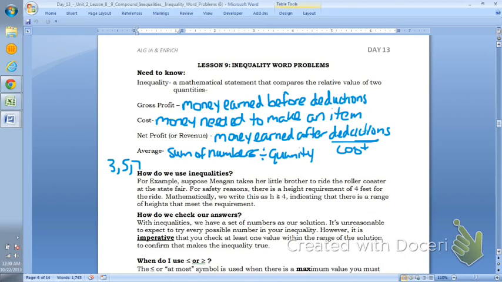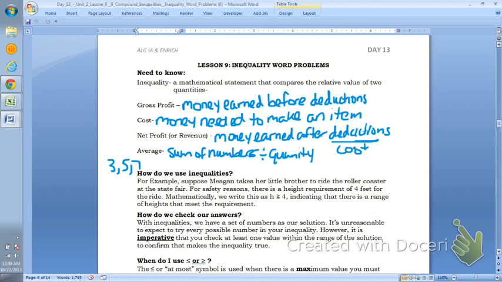So how do we use inequalities? Well, let's think about this example. Megan takes her little brother on a roller coaster at the state fair. For safety reasons, the height requirement is 4 feet for the ride. So mathematically, we can write h for height is greater than or equal to 4, indicating that there is a range of heights that meet this requirement. So there's more than one height that's allowed to ride the ride. To simplify it, we just write h is greater than or equal to 4. So anything greater than or equal to 4 would be considered a solution.